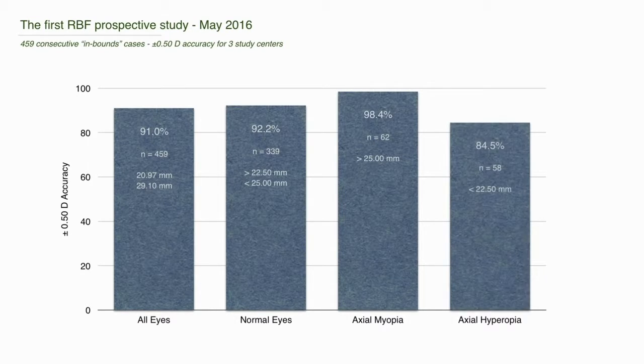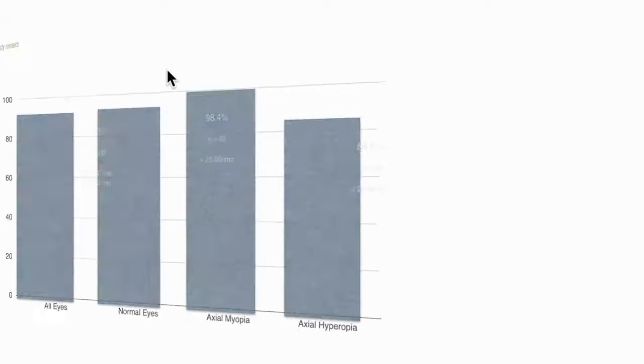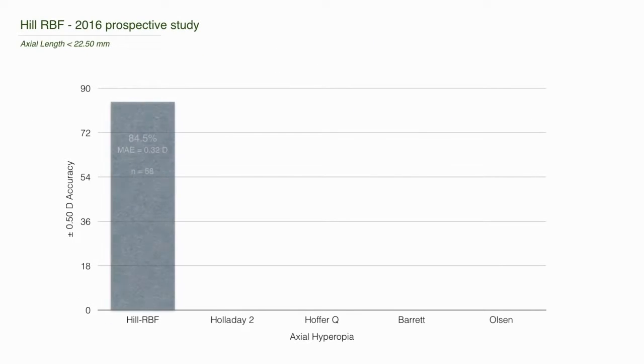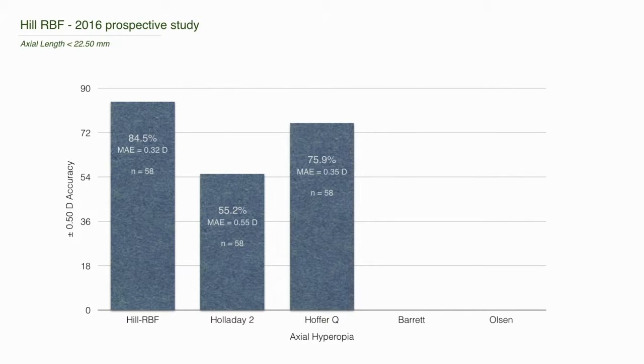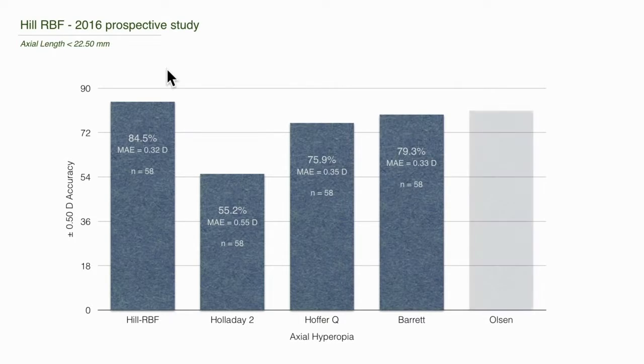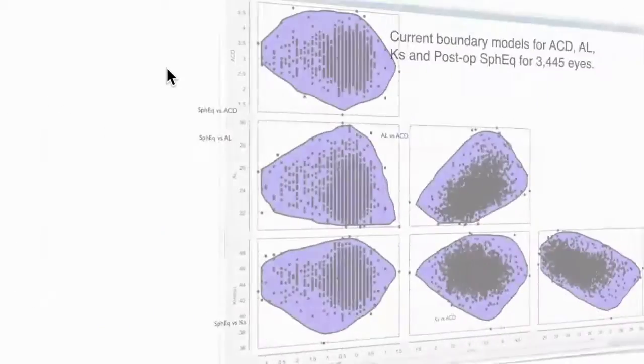This is the weak point in all formulas, and that's only 85% of patients with axial hyperopia can hit the plus or minus a half a diopter of accuracy. If we look closer at these particular numbers, again, the Hill is around 85, Holladay is almost a 50-50 shot. Hoffer Q is traditionally the short eye formula. It's only about 75%. And Barrett and Olsen do a little bit better. Again, that's the original Hill.